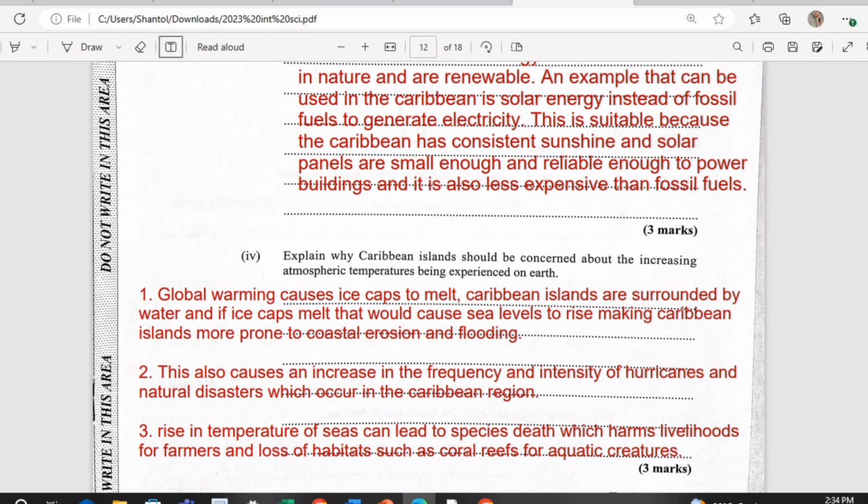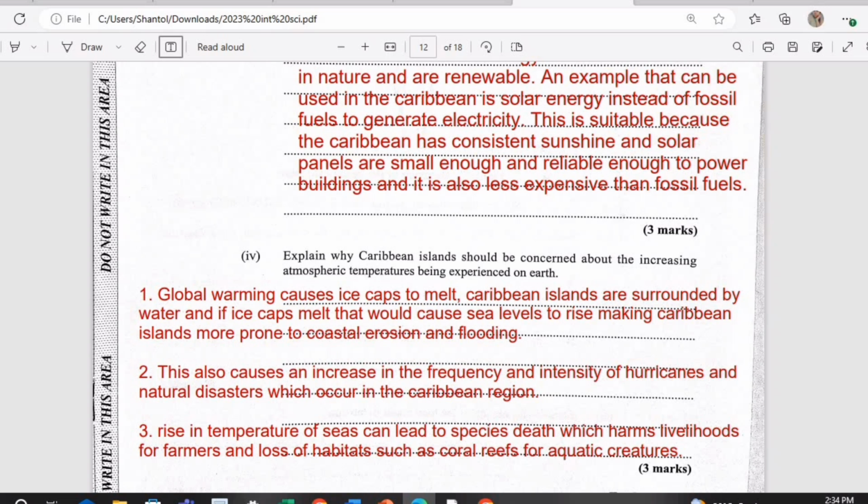I give you another way. They also cause an increase in the frequency and intensity of hurricanes and natural disasters which occur in the Caribbean region. We know this, right? And 3, I gave you another one. Rising temperature of seas can lead to species death, which harms livelihoods for farmers, and loss of habitats such as coral reefs for aquatic creatures.